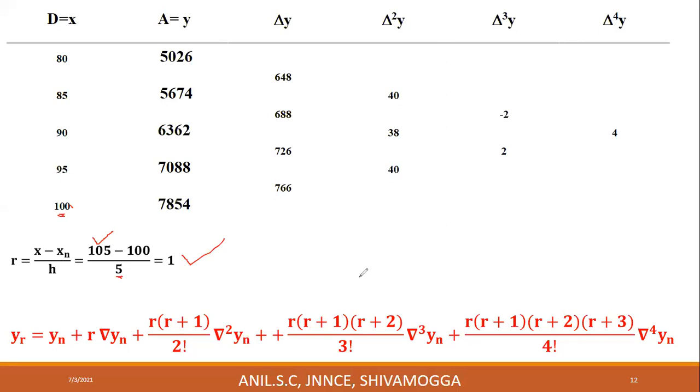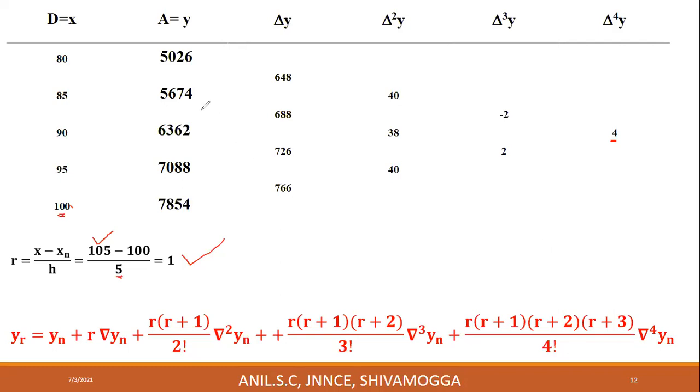Now write the backward interpolation formula up to the fourth difference, because we have up to the fourth difference in this table. YR is equal to yn plus r into del yn plus r into r plus 1 divided by 2 factorial into del square yn plus r into r plus 1 into r plus 2 divided by 3 factorial into del cube yn plus r into r plus 1 into r plus 2 into r plus 3 divided by 4 factorial into del power 4 yn. We have all the values, substitute.